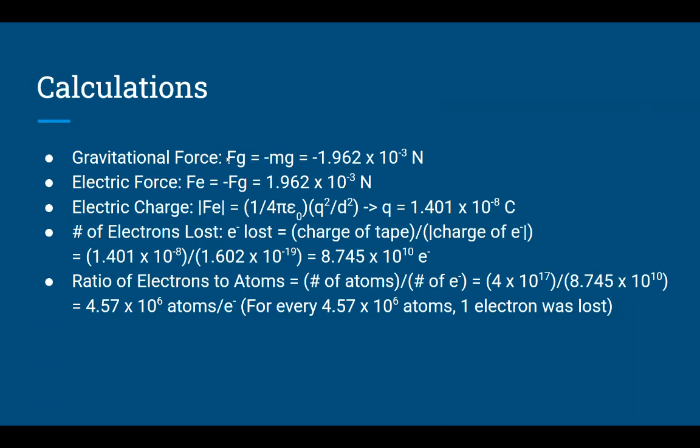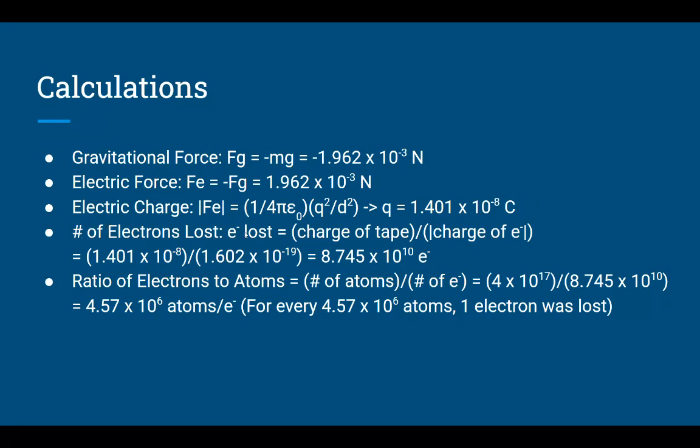So first, gravitational force. We know this because we know G, and we know the mass of the tape, and we know it's going downward, so it's negative. And we know the electric force is just going to match this, but in the positive direction, the opposite direction. To find Q, which is the electric charge, we're going to plug into our equation here and solve for Q, which is just some basic algebra, and you're going to come out with this number right here, 1.401 times 10 to the negative 8th coulombs.